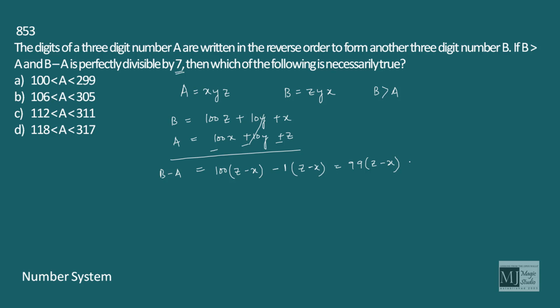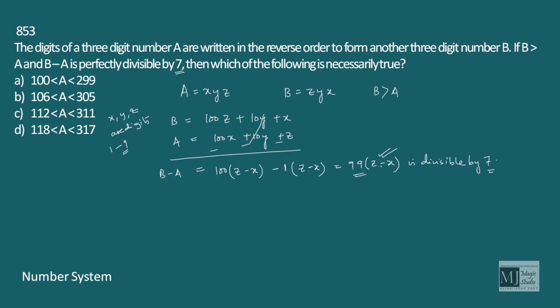Now this B minus A is divisible by 7. Now we know that 99 is not divisible by 7. That means Z minus X is divisible by 7, and all X, Y, Z are digits, isn't it? And the value of X, Y, Z lies between 1 to 9.